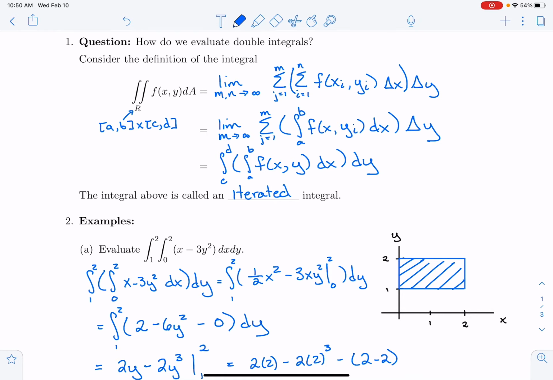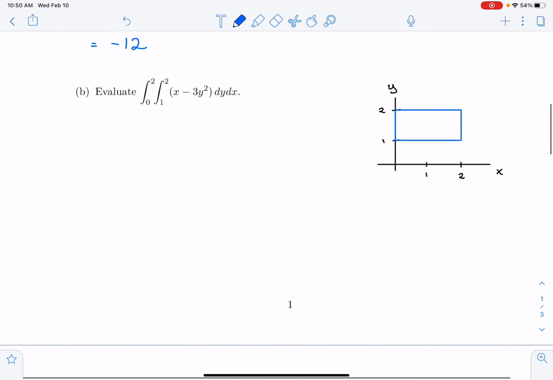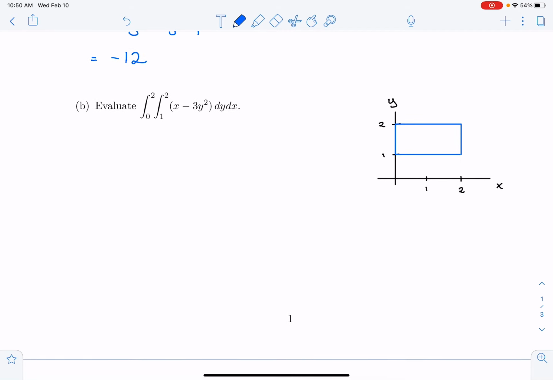And then I could have done the sum for the y's on the inside and the sums for the x's on the outside. So I would like to evaluate this integral dy dx, where y is the variable that I'll integrate with respect to first. And then we'll just see what happens. So I'm going to integrate from 0 to 2, and then I'm going to integrate from 1 to 2 of x minus 3y squared, and then dy dx. And I want to see what the result is.